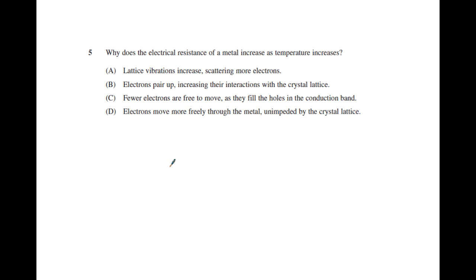Let's go to question number 5. Why does the electrical resistance of a metal increase as temperature increases? Is it A, lattice vibrations increase, scattering more electrons? Is it B, electrons pair up, increasing the interactions with the crystal lattice? Is it C, fewer electrons are free to move as they fill holes in the conduction band? And D, electrons move more freely through a metal unimpeded by the crystal lattice? Pause now.